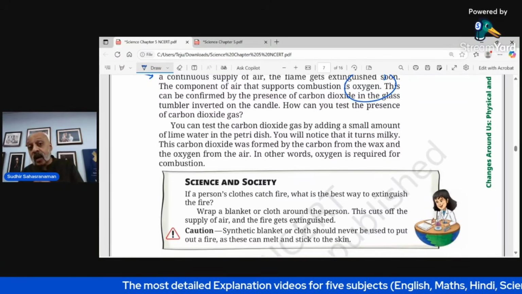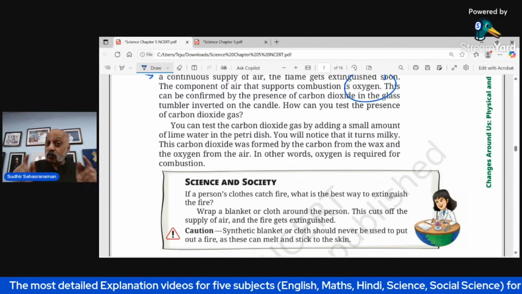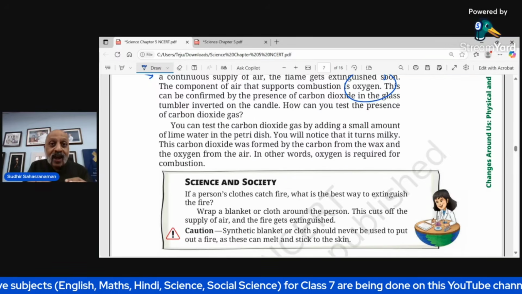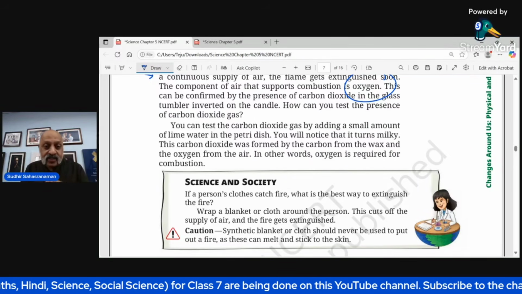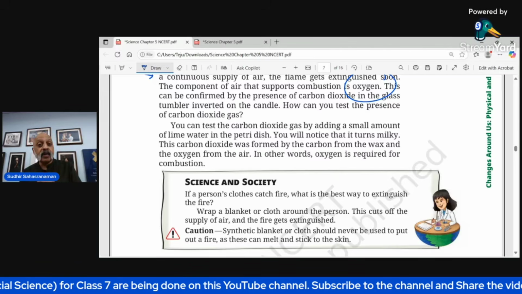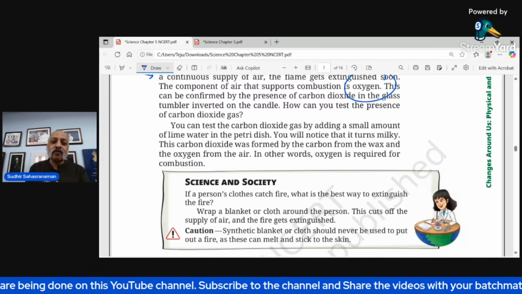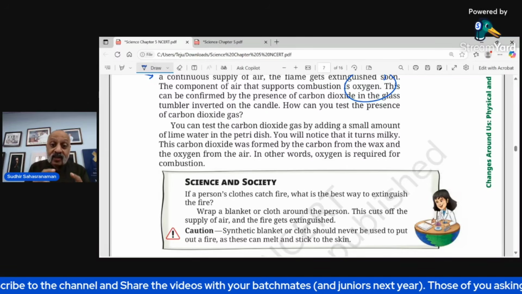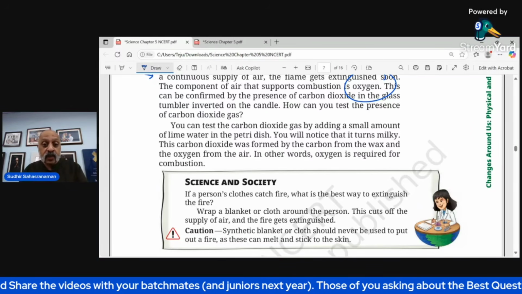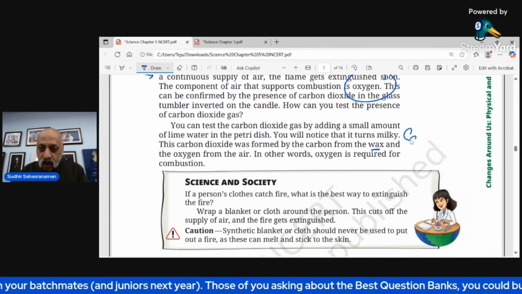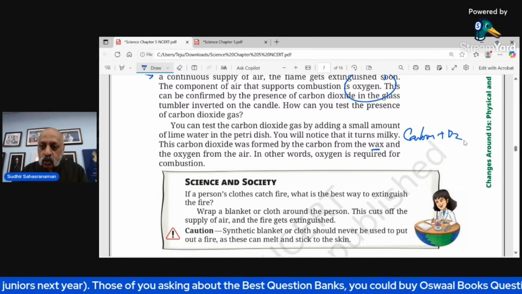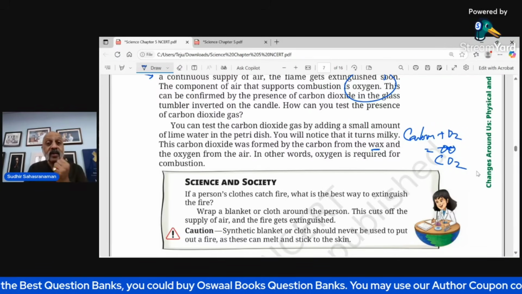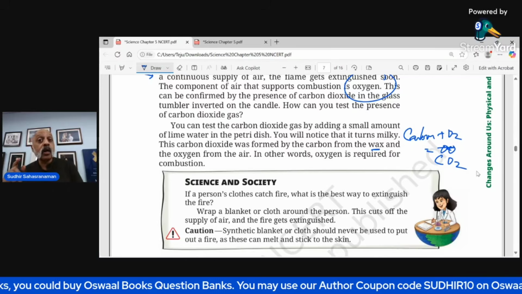Now, how do you test the carbon dioxide? Let's test everything. No, we are in science, so we need to test everything. So what we do is that we add a bit of lime water to the petri dish on which the candle is kept, and we see that it turns milky. And the moment it turns milky, we know it for a fact that carbon dioxide was the gas which was formed by the carbon from the wax and the oxygen from the air. That is, from the wax you get carbon, plus O2, it leads to CO2, that is carbon dioxide. In other words, it means that for combustion, oxygen is required.